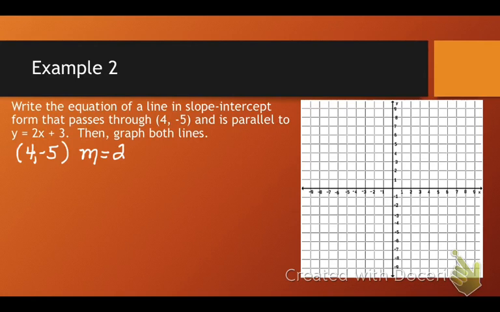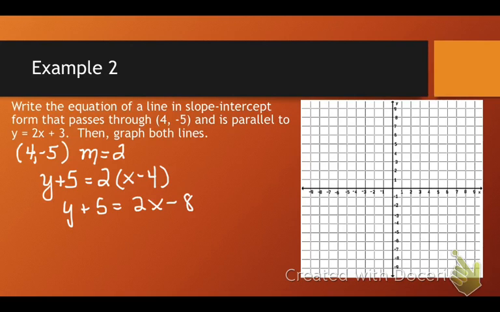Based on this, I'm going to use point-slope form. I could use either slope-intercept or point-slope, but since I'm given a point and a slope, I'm going to write y plus 5, because it's always y minus y1, so it's opposite, equals 2 times the quantity of x minus 4. And then I'm going to convert this to slope-intercept by distributing, which gives me y plus 5 is equal to 2x minus 8. Quickly subtract 5 from each side to change it to slope-intercept, and I get y equals 2x minus 13.